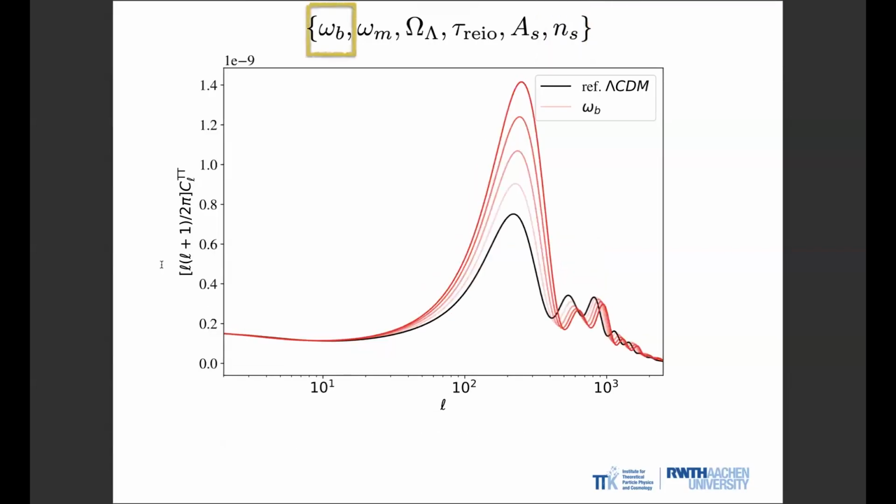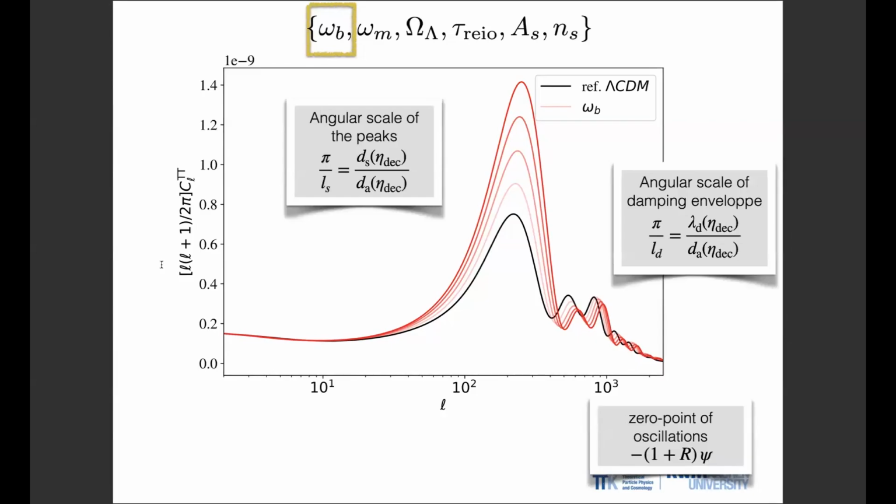Okay, now a bit more, much more interesting, very interesting, the effect of omega b. The effect of omega b is more complex. You see that the peak shifts to the right, and the first peak goes up, the second peak goes down, and the other peaks go to the right. So there is a lot to understand here. I'm writing here the three most important effects.